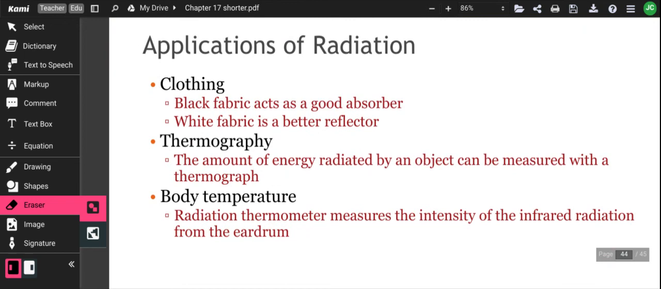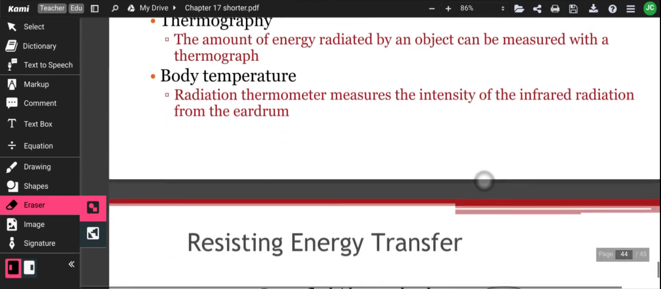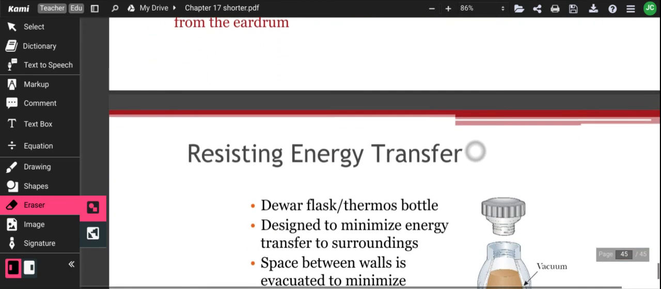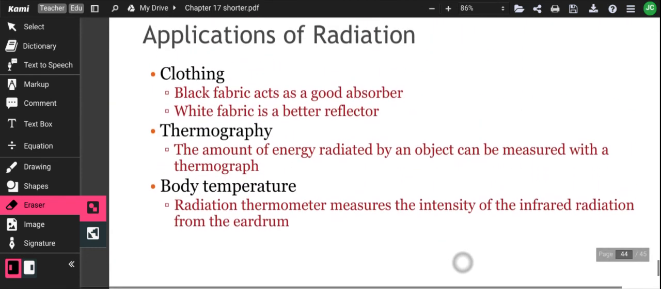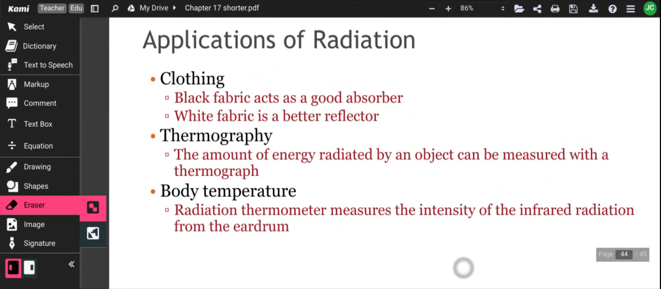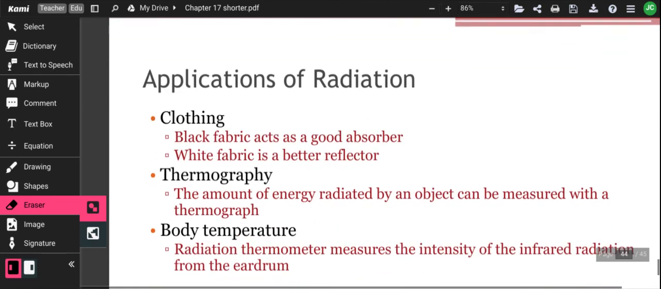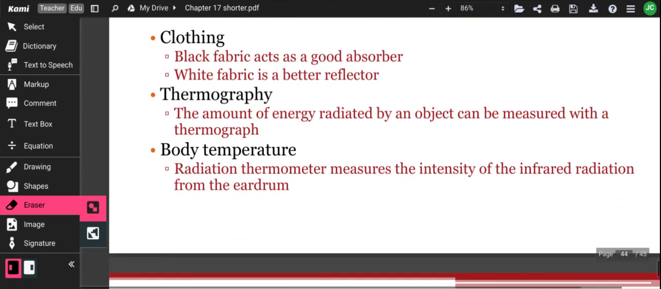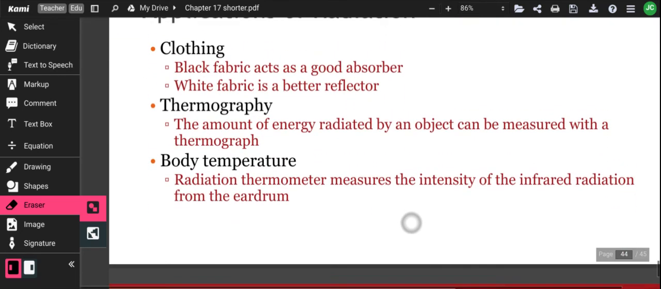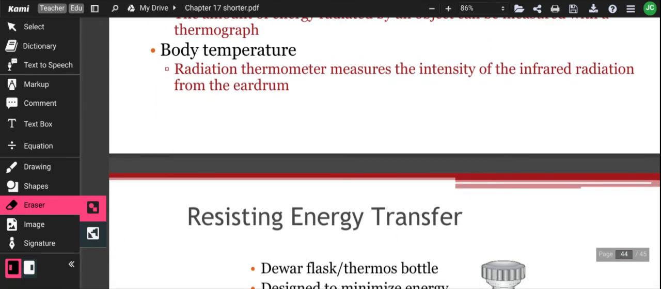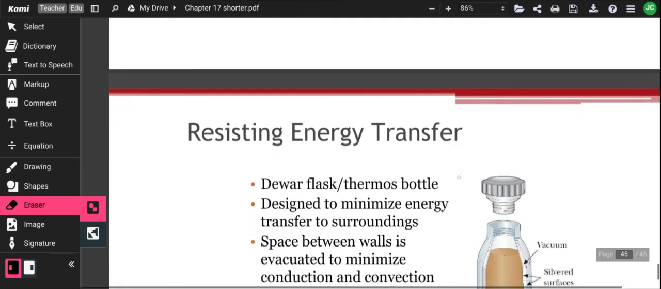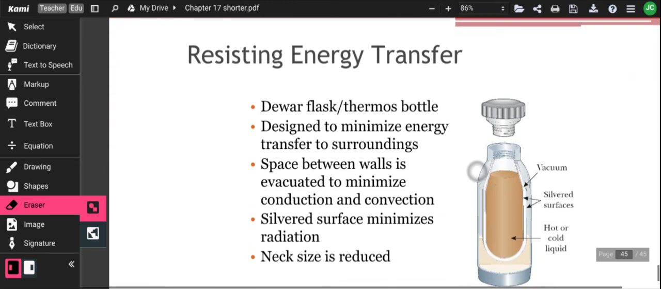There are many applications to radiation, from clothing to thermography to body temperature sensors. We've all experienced some sort of measurement of our temperature with an infrared radiation. That's actually pretty much what they're doing now as you're walking into school.